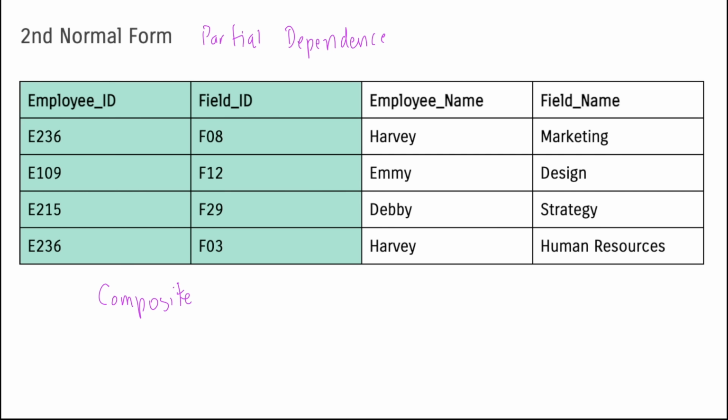Now, the problem here is that the employee name has nothing to do with the field ID. I mean, we do have employee ID and field ID, but employee name is really just directly tied to employee ID. And field name is really just directly connected to field ID. So this is an example of partial dependence because field name doesn't really have a connection to the employee ID, and employee name doesn't really have a connection to the field ID. Those are just very separate things. So you could use an employee ID to get an employee name, but not a field name, and you could use a field ID to get a field name, but not an employee name. At least that's what we see from this table.